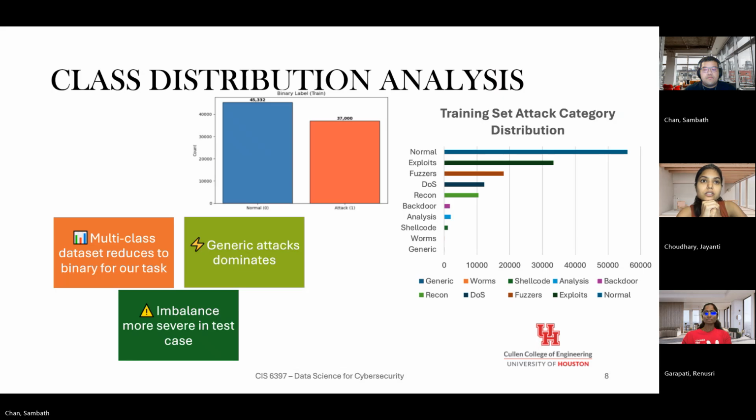In this slide, one major challenge we found was class imbalance. There are many types of attacks in the data set, but their distribution is uneven. Some attack types dominate while others are very rare. For our problem, we simplified it into binary classification, which is attack versus normal. But even then, the imbalance remains, which can cause the model to ignore rare but important attacks. And that's why handling imbalance became very important for us. Okay, let's go to the next slide.